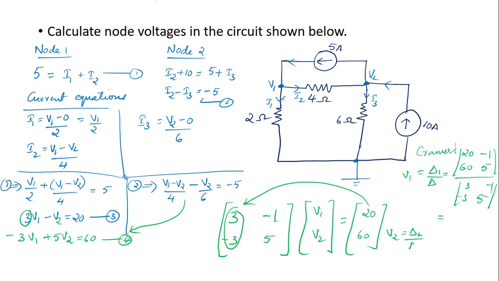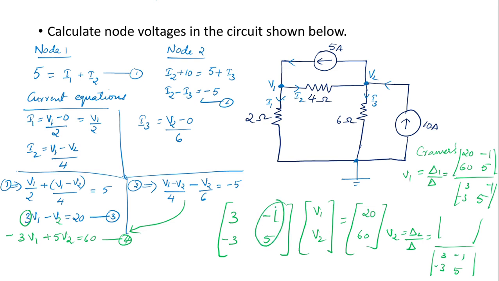Similarly you can find out V2. V2 will be delta 2 divided by delta. How can you find out delta? Delta will be the same denominator. You find the determinant of 3, minus 1, minus 3 and 5. To find out delta 2, you replace the second column with the column matrix, and the remaining column will be the same. So 3 and minus 3 are not changed, and instead of minus 1 and 5 you put 20 and 60, and you find out the values of V1 and V2.